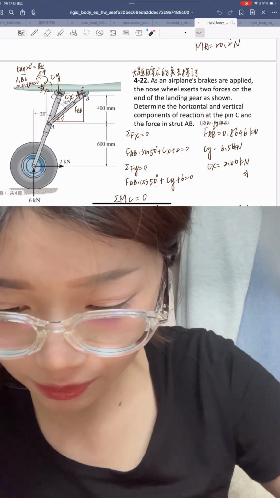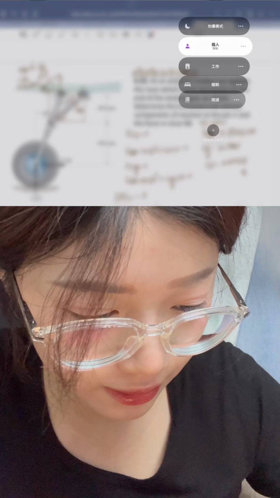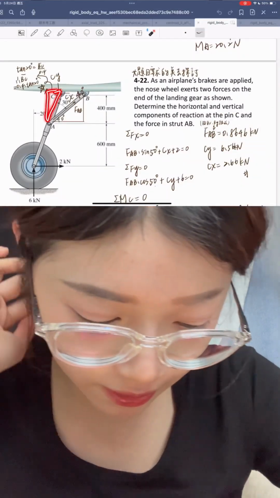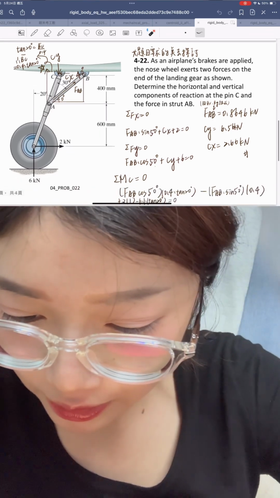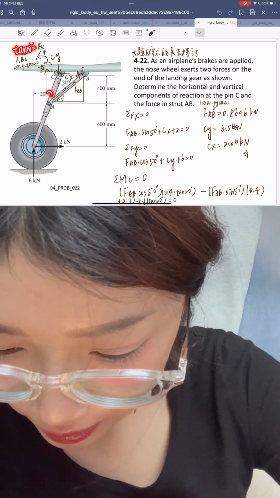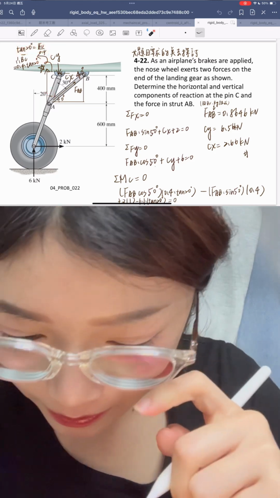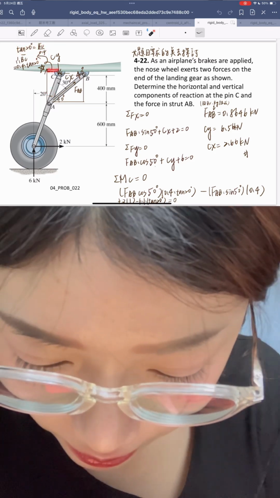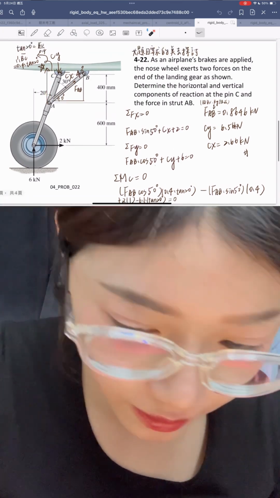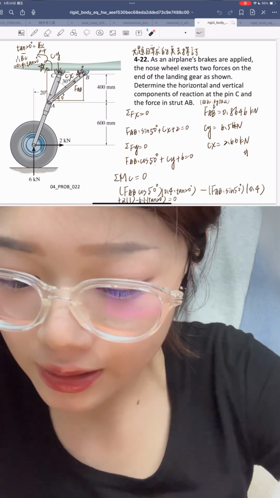Tangent 20 is because of this triangle. For this triangle, we have to know the angle 20, for the tangent 20 with the BC over 0.4. Here is the 0.4 with the BC. So the BC is 0.4 times tangent 20.